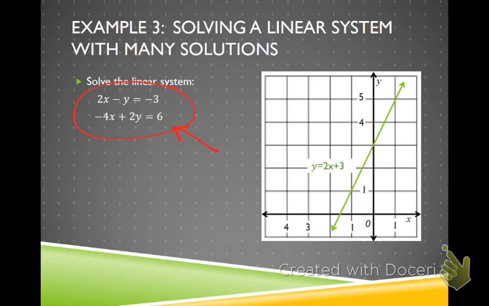All right, again, little reminder, what do we know? What number is understood in front of the y? One. A 1. I would probably go ahead and write that. That will help you when you're solving. All right, just to have that little reminder. So again, equations side by side, and go ahead and get both of these equations in slope-intercept form.